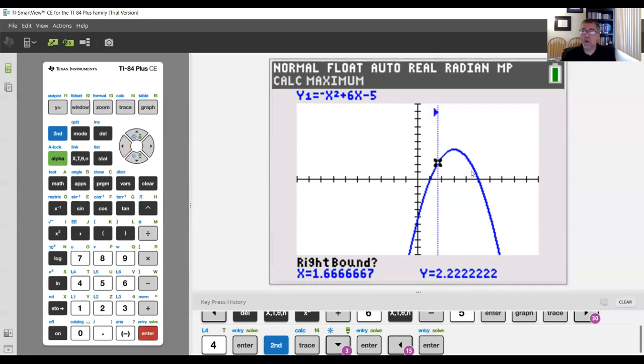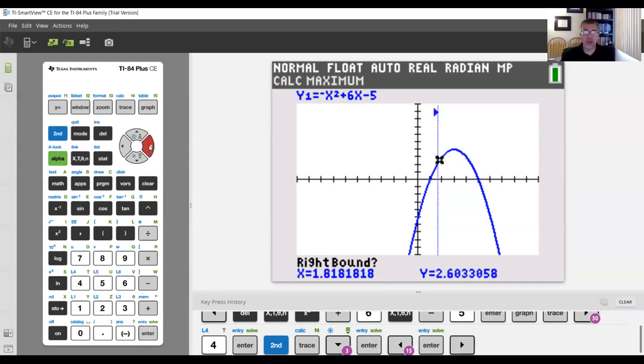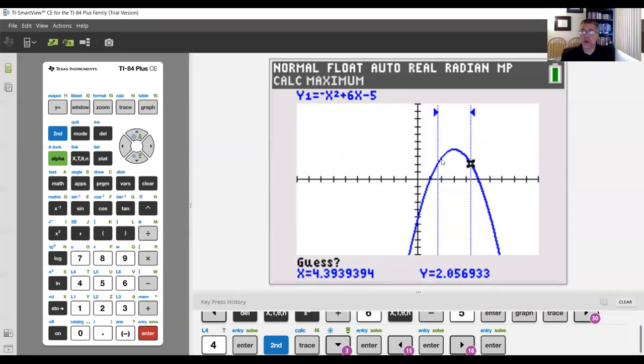And then it asks me, what's the right bound? I want a boundary so that the calculator knows how far to go past the maximum value and what interval I am looking in for this maximum value. So I'm going to arrow to the right and get a boundary for where the calculator needs to look. So I'm going to hit enter, and that gives me a region of where I want the calculator to look for this maximum value. So I'm going to hit the enter key.